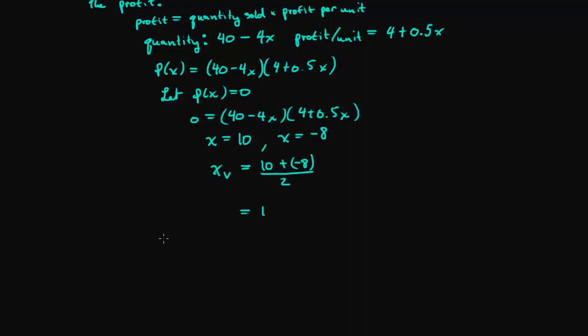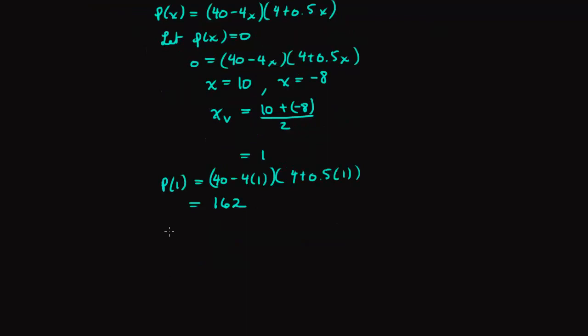Now to get the y value of my vertex, I'm just going to compute p of 1. P of 1 is 40 minus 4 times 1, times 4 plus 0.5 times 1. If I compute that, 40 minus 4 is 36, so 36 times 4.5. If you compute that, you get 162.